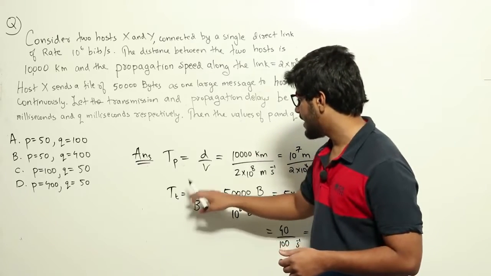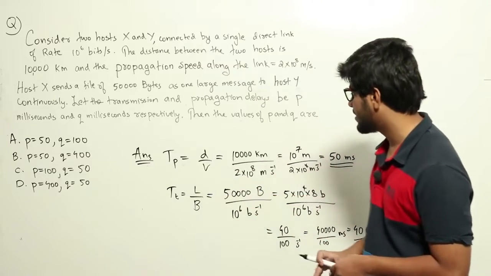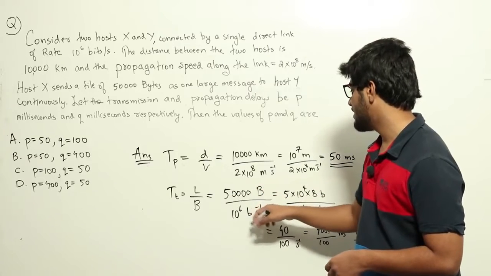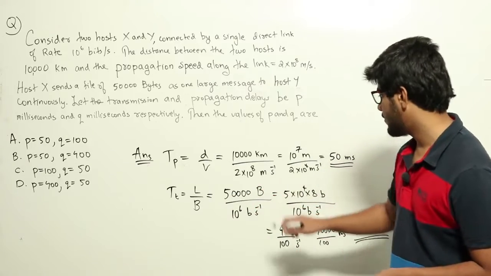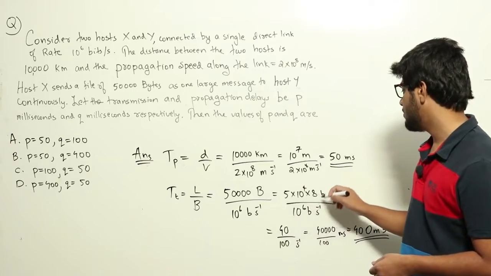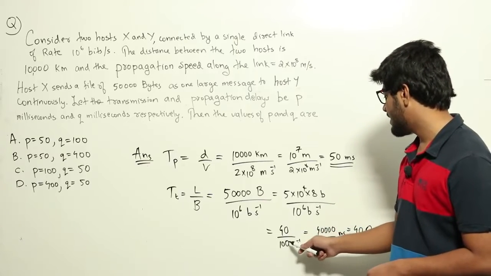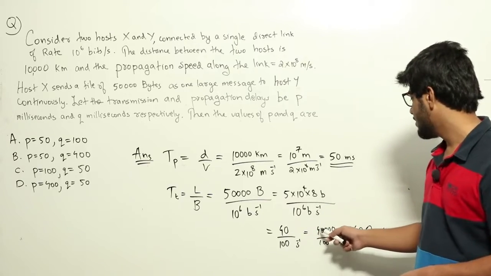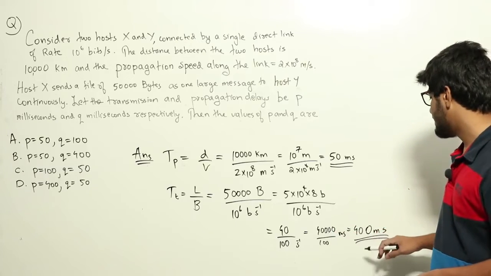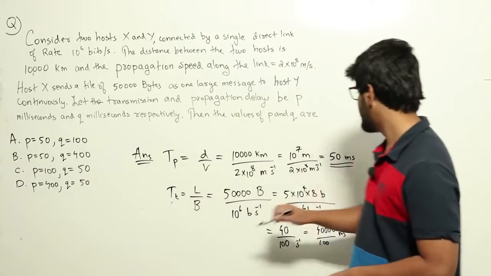Transmission delay will be L by B, where L is the length of the packet and B is the bandwidth of the link. That will be equal to 50,000 bytes divided by 10 raised to 6 bits per second. Now this byte I will convert to bit. Now that will be 5 into 10 raised to 4 into 8 bits divided by 10 raised to 6 bits per second. Now that will give us 40 by 100 seconds. That's equal to 40 into 1000 divided by 100 millisecond. That is 400 millisecond. So transmission delay is 400, propagation delay is 50.